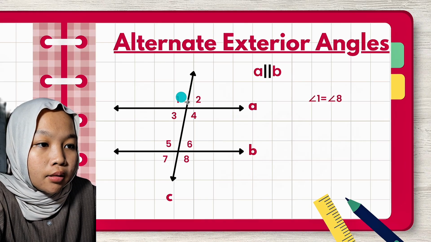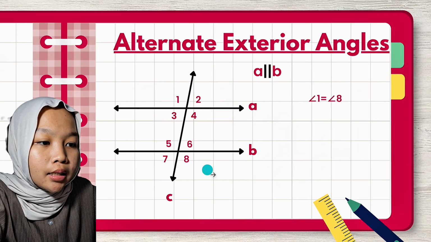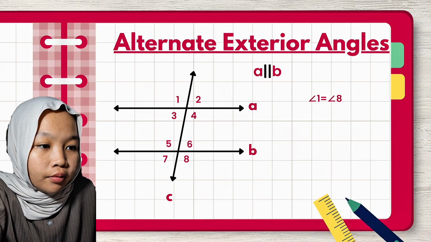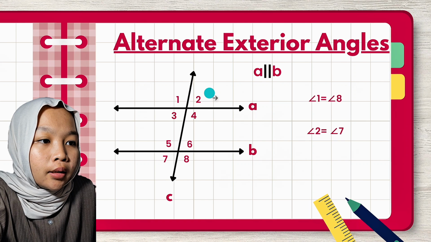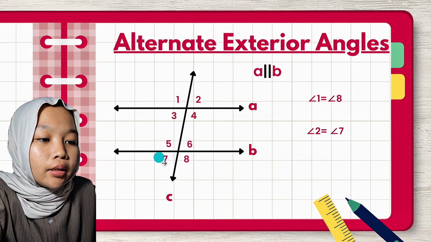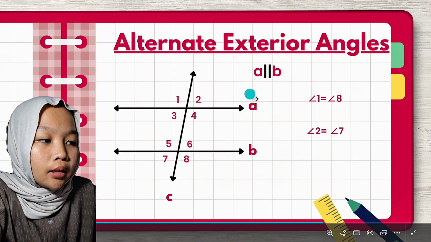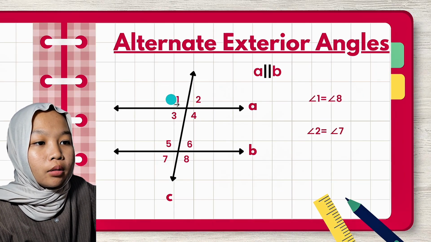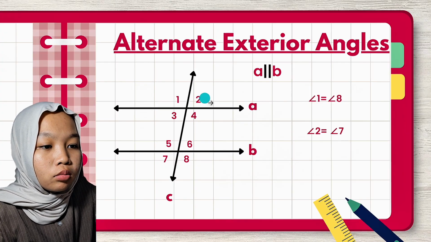And then because angle 1 is on the left side of the transversal and angle 8 is on the right side of the transversal. So the next is angle 2 with angle 7, because angle 2 is on the right side of the transversal and angle 7 is on the left side of the transversal. So angle 2 and 7 are congruent. So this is the alternate exterior angle. There is angle 1 congruent with angle 8, angle 2 congruent with angle 7.